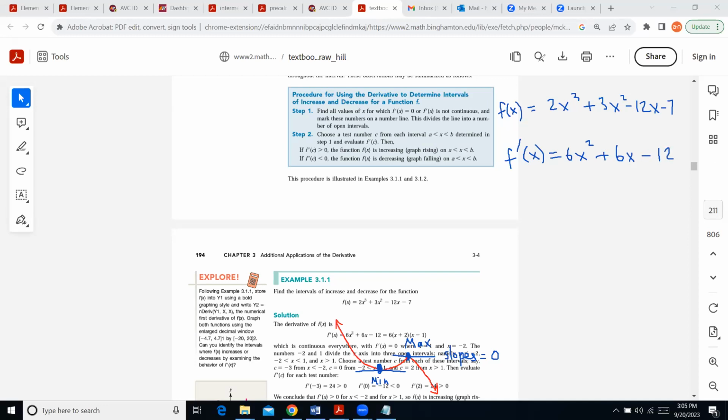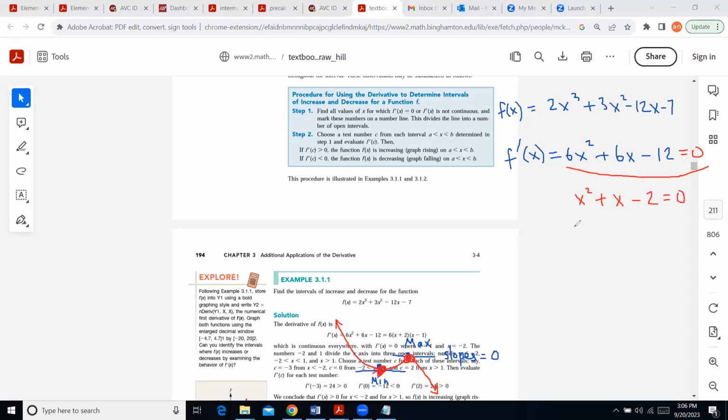So this derivative, I need to set equal to 0. In other words, find those special points, those points where we have the lowest and the highest ones, minimum and maximum. So I need to solve this equation for 0, and notice that I could just divide by 6, right? So numbers get smaller. So I get x squared plus x minus 2 is equal to 0.